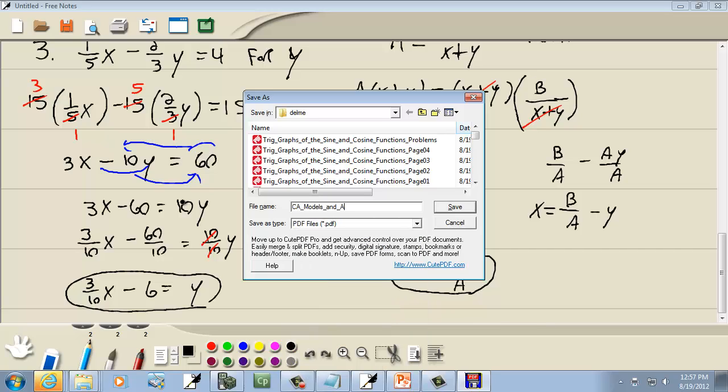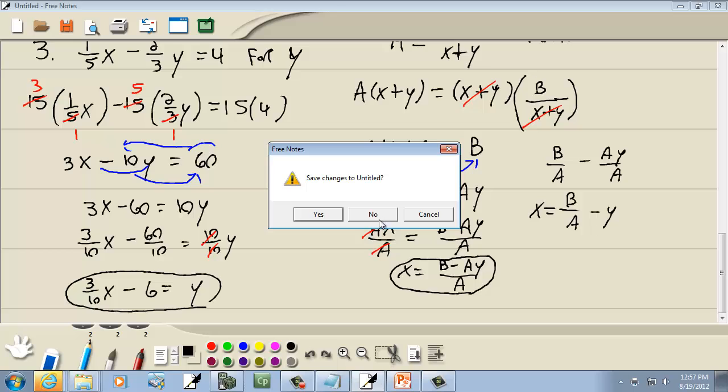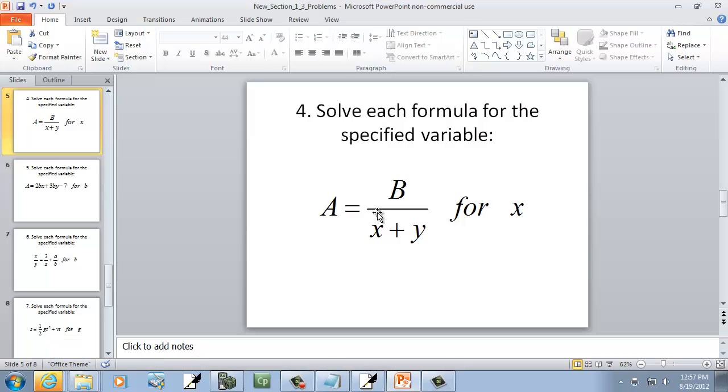Models and applications, page 1. There we go. And then let's look at our next problem.